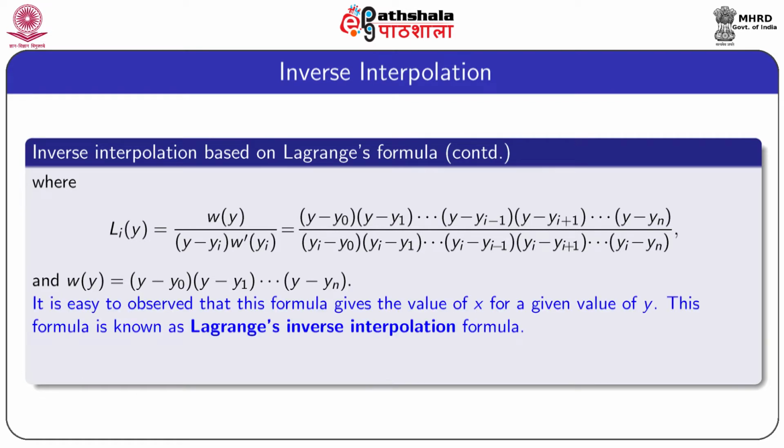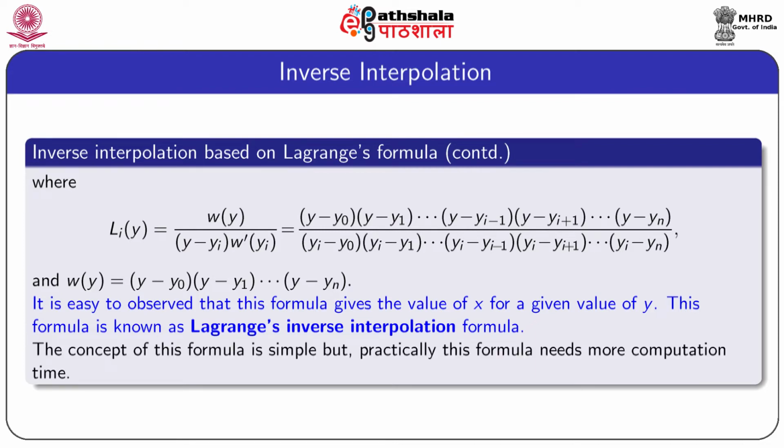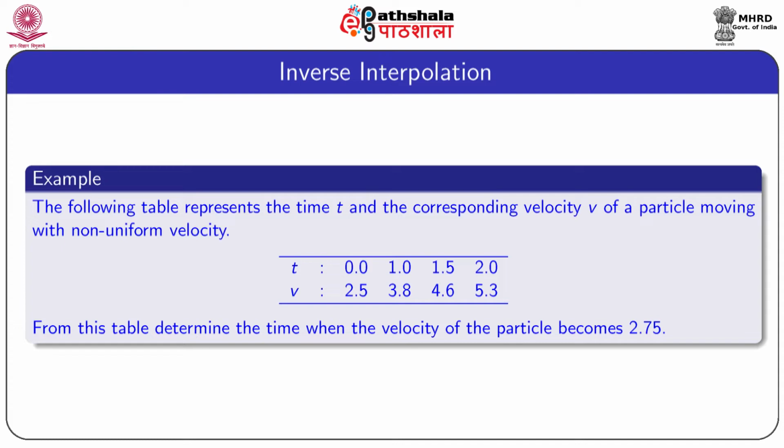So, it is easy to observe that this formula gives the value of x when the value of y is given. This formula is known as the Lagrange inverse interpolation formula. The concept of this formula is simple, but practically it needs more arithmetic computation. So, it is not suitable for hand calculation, but it can be easily programmed for computer users. This formula is illustrated with the help of an example.